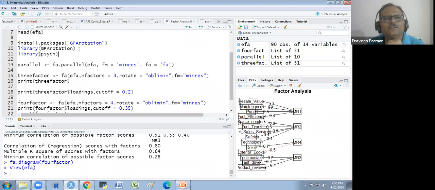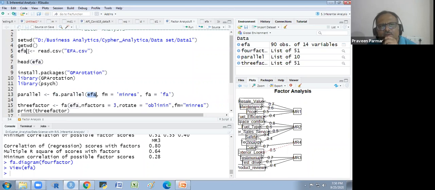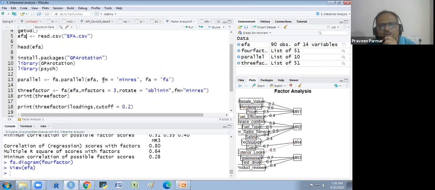And I am using here one library, GPArotation, and one library, psych. You already are aware of the psych library. So I am doing factor analysis parallel, and EFA is my dataset name. I have read this dataset here.